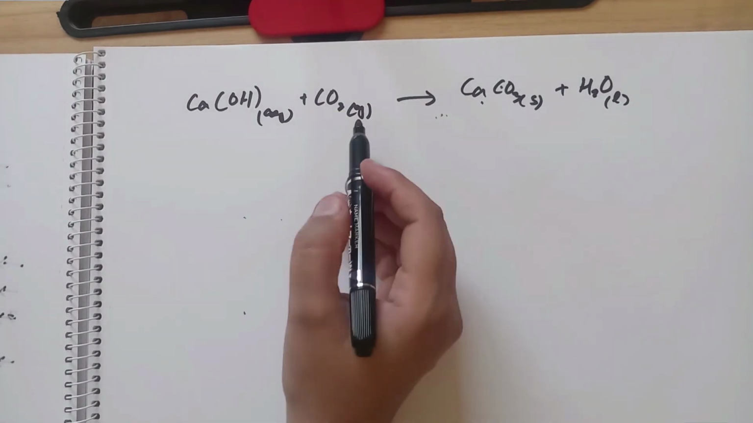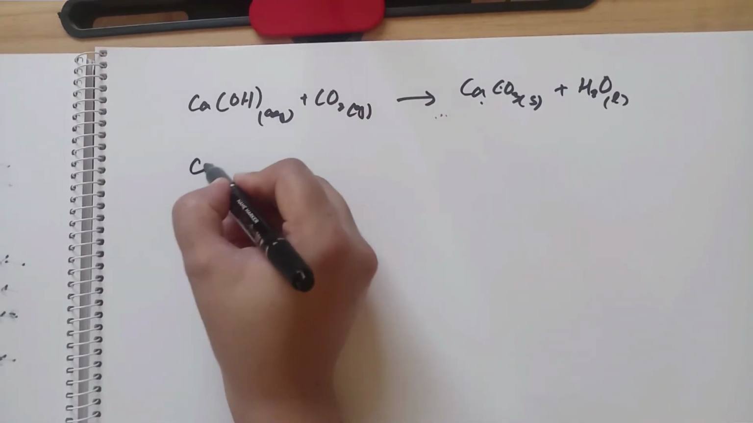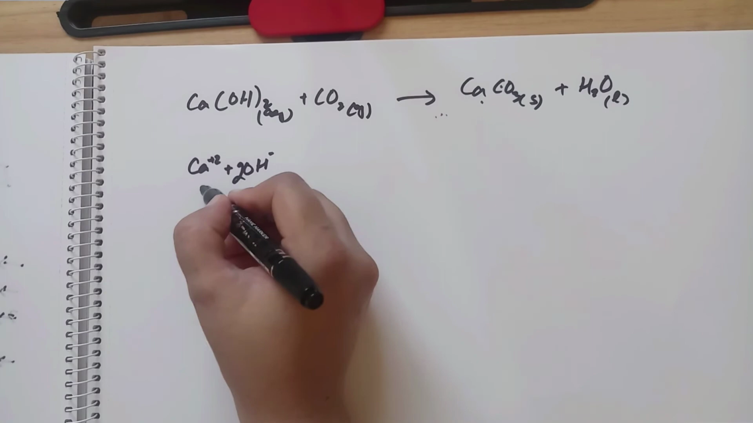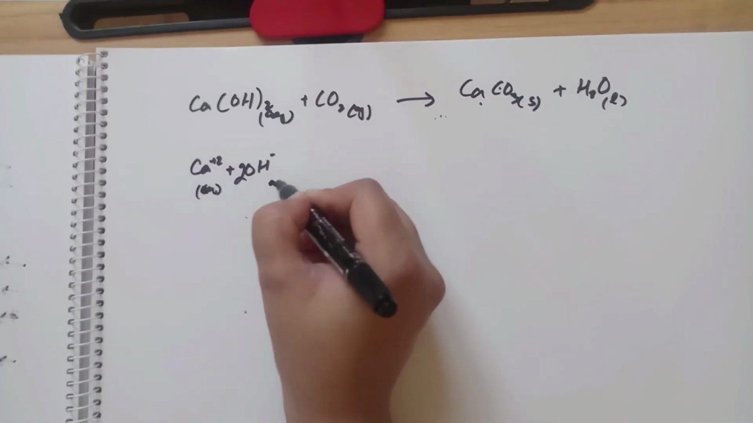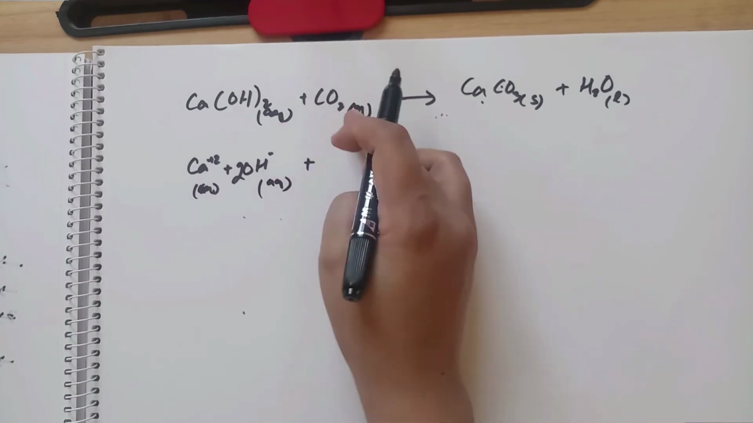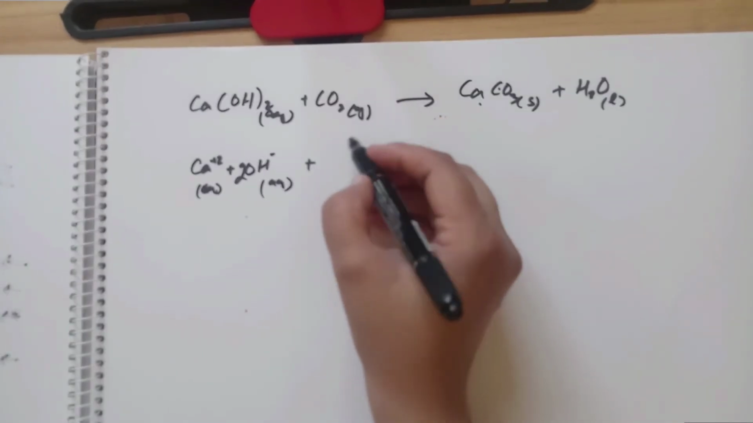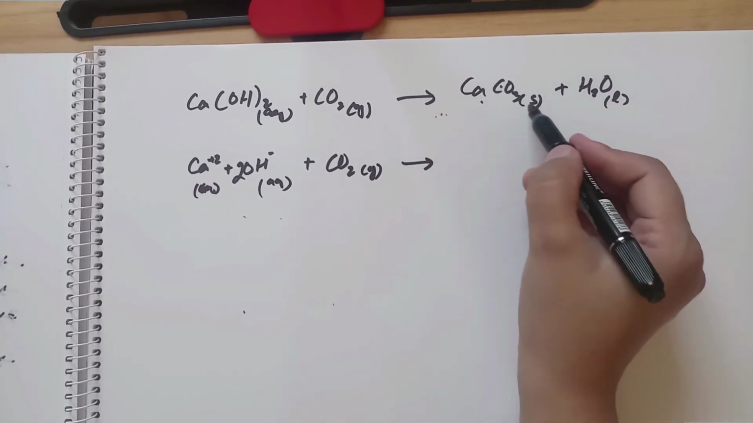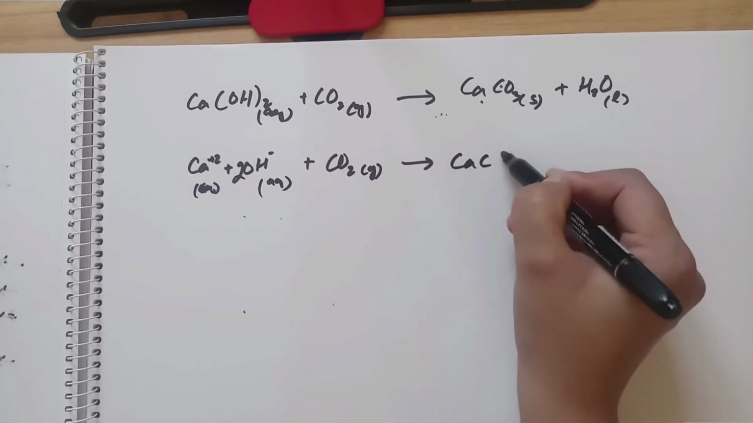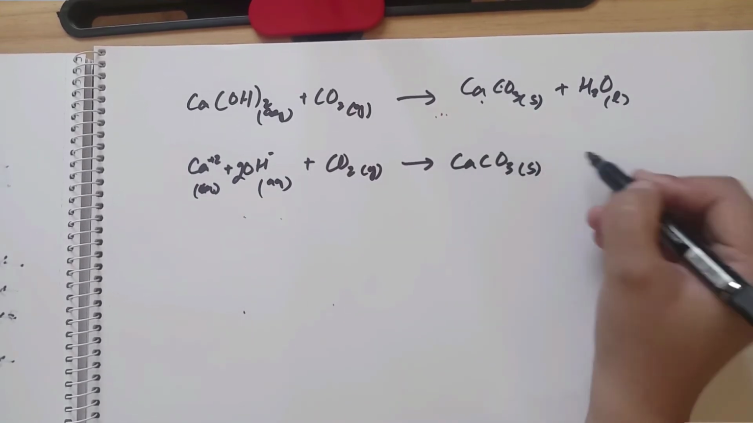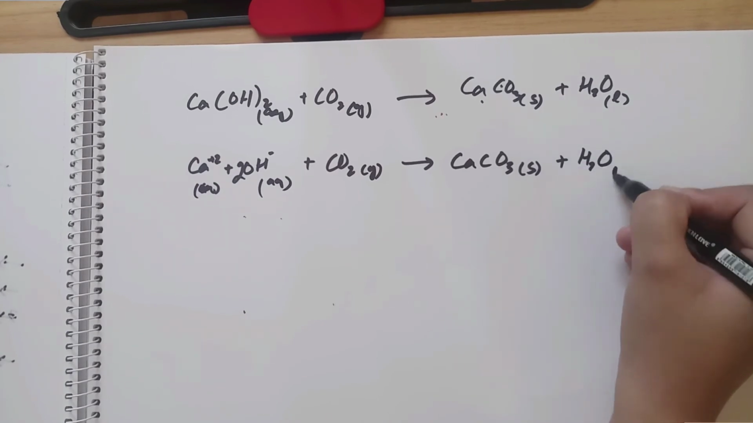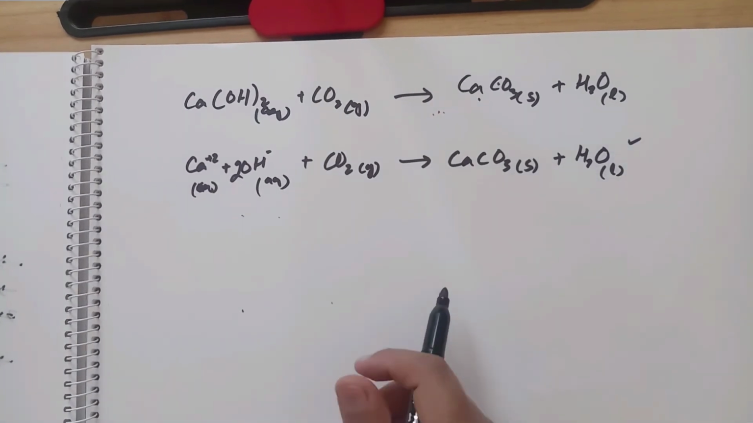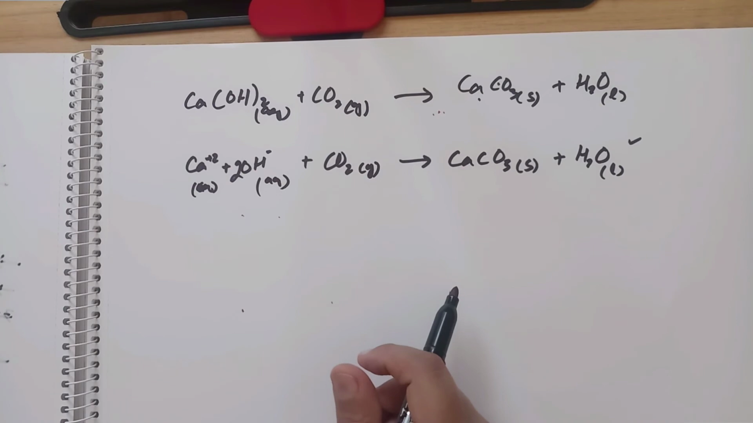So the first step is to split these ions. If we split the ions, the calcium ion and OH ion are present in an aqueous solution, so I will write the aqueous here. And the carbon dioxide is in gas form, so it will not decompose in the solution, it will remain as gas. Calcium carbonate is in a solid state, so again it will not decompose in the solution, and water is in a liquid state, again it will not decompose. So in this equation there is no spectator ion, this is our ionic equation. Is it clear? And take another example.